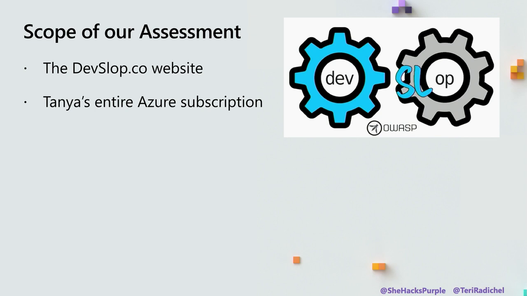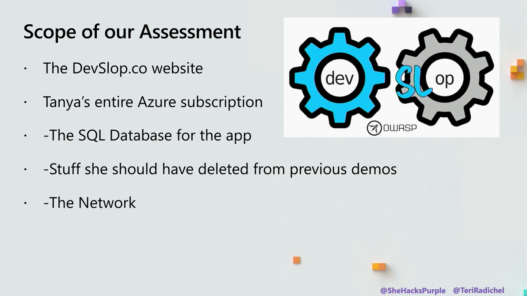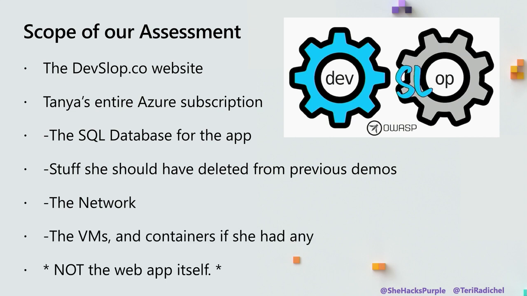And so my entire Azure subscription was in scope, the SQL database, the network, all the crap that I should have removed from previous demos, but I hadn't yet. That counts. Terry can beat that up. And then virtual machines, and if I had containers, they would have been in scope. But to be clear, we didn't really hack the web app itself. And so we have a couple articles and videos about what we did so that you could actually follow through step by step, because we could be here all week talking about this, and we were told we have to actually stop at 3. So just so you know, you can go deeper and deeper into this if you want to with us.